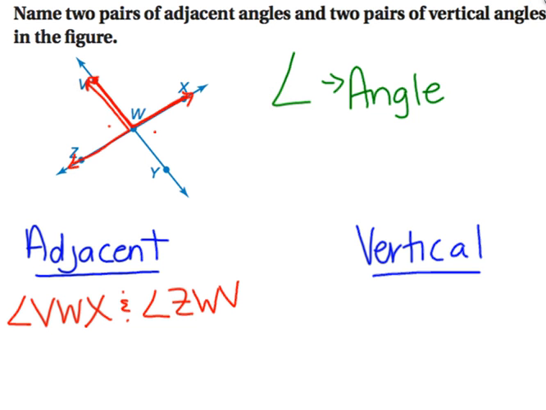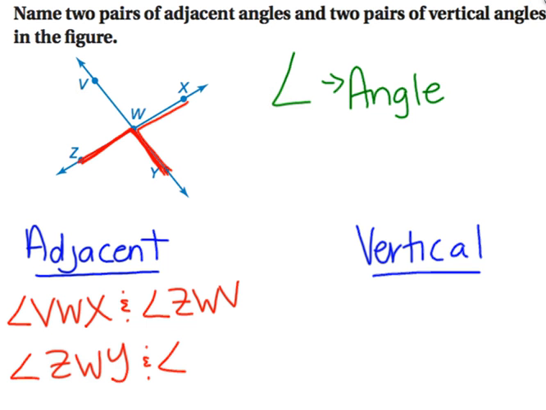If I want to do a second pair of adjacent angles, maybe I'll use this one to start. So that could be either ZWY or YWZ. Either one would work. And then an angle that's adjacent to that, maybe I'll use this one. There are two. I'm just picking that one. So XWY would be the second one.